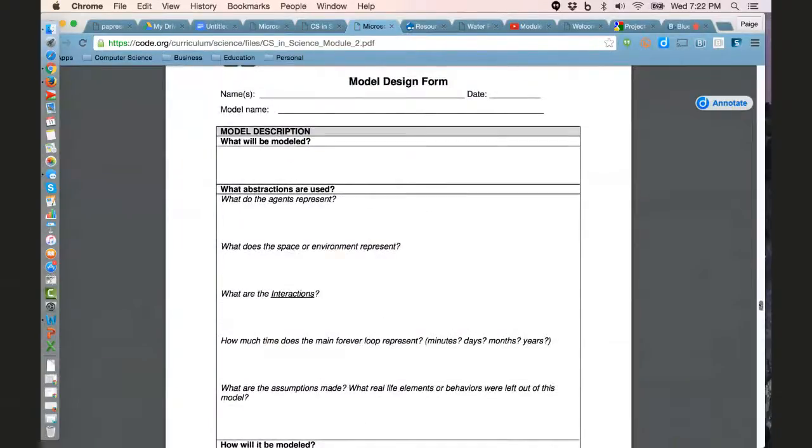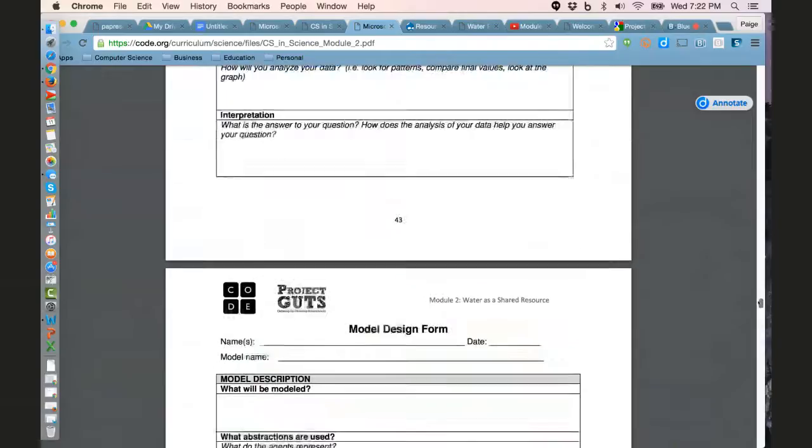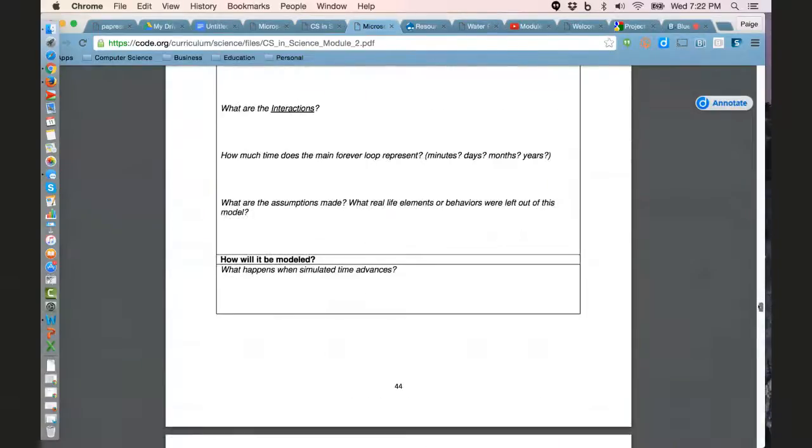And we also have the model design forms. This is where they're starting to think about, in general, even if they wanted to go completely off and make their own project, they could use the model design form, where they start to think in a larger picture of what they're trying to model. The model design form has a lot. There will be some more skills involved with that.